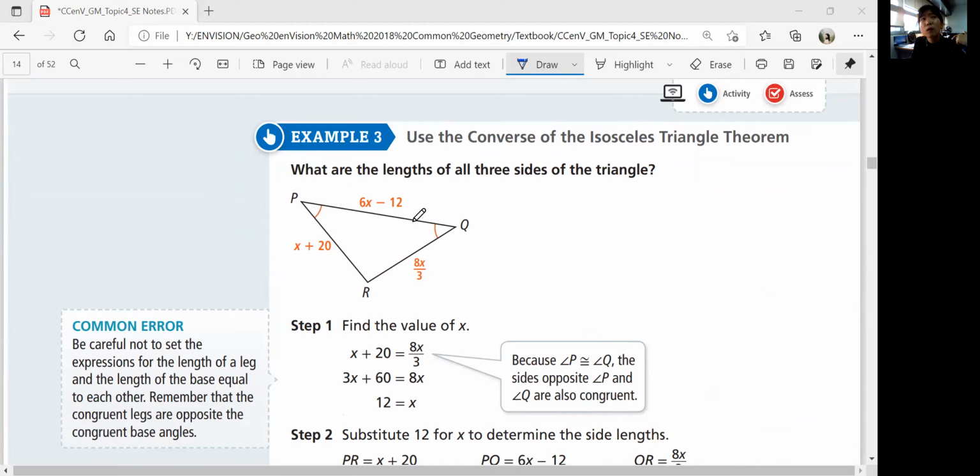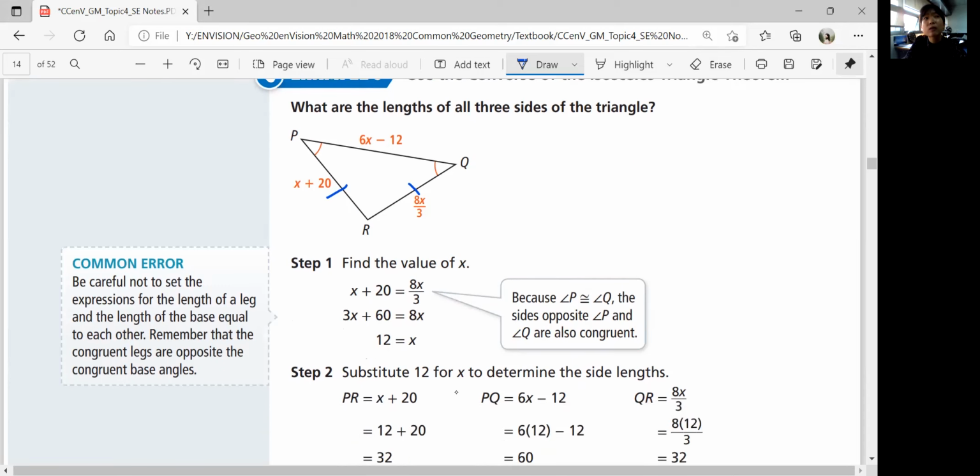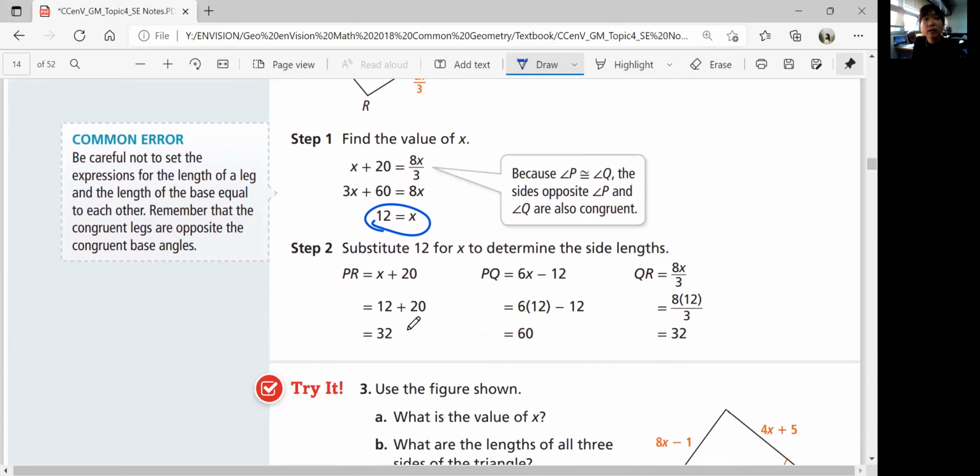If we have all these angles, right, all these lengths, and we know that two angles are the same measurement, we know that these two sides must be equal to each other, right? Then you can say x plus 20 should equal 8x over 3. Solve for x, x is 12. And now that you know x, substitute that in here. 6 times 12 minus 12 is your PQ. And then plug x into PR and QR and figure out all their lengths. 32, 60, and 32. Okay?